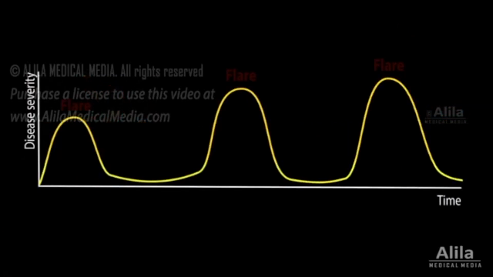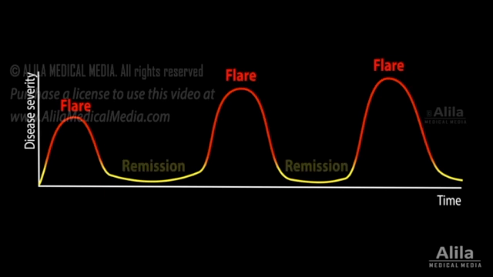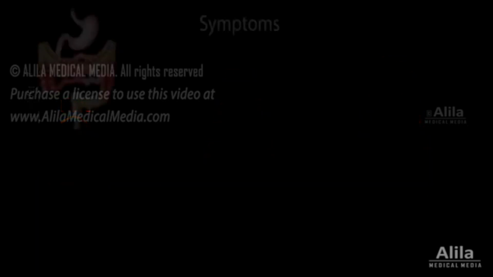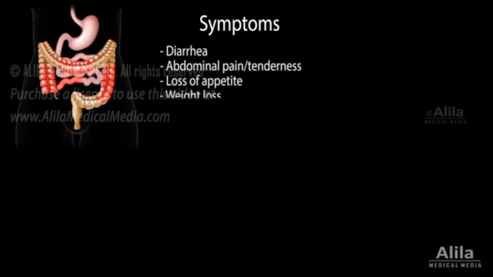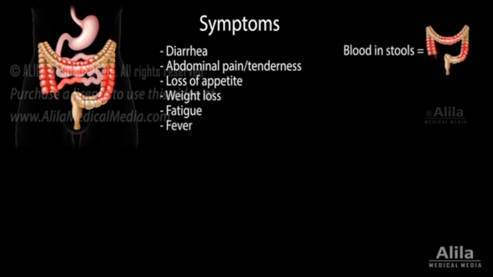Most people experience recurrent flares when the disease is active, followed by symptom-free periods of remission. Symptoms may differ depending on the parts of the digestive tract that are affected. Most common signs include diarrhea, abdominal pain and tenderness, loss of appetite, weight loss, fatigue, and fever. Blood in stools occurs when the colon is involved. Nausea and vomiting are usually the signs that the stomach or the first part of the small intestine is affected.